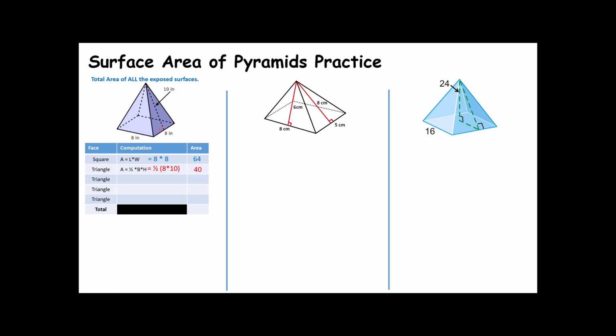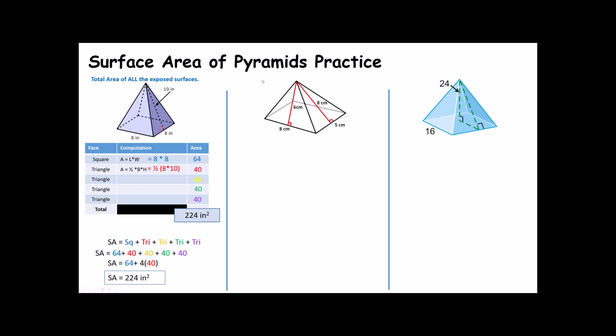So you get an area of 40. There's four of them, they're all the same. You get an area of 224, or a surface area of 224 square inches. And just like before, I can also do that in formula form, where I plug in those values, and I get the same thing.